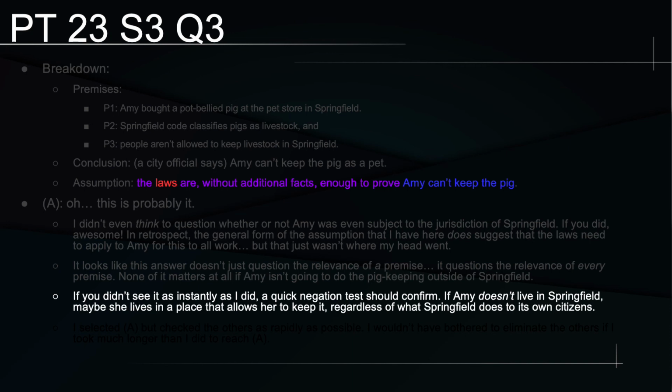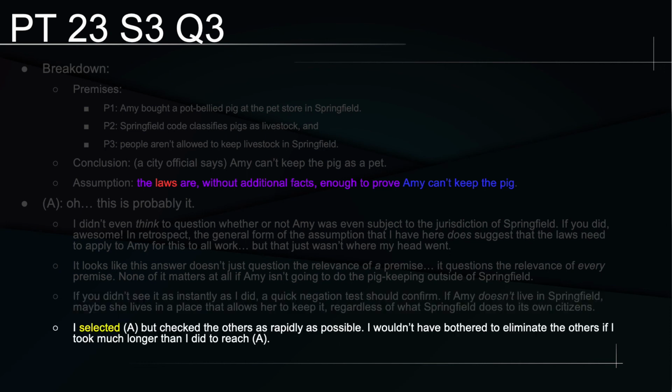A quick negation test, the thing that we do on necessary assumption questions, should confirm that A is indeed the answer. If we negate A, if Amy doesn't live in Springfield, maybe she lives in a place that allows her to keep the pig, regardless of what Springfield does to its own citizens regarding pigs and livestock. And so if Amy doesn't live in Springfield and she's not going to keep the pig in Springfield, none of the Springfield code really applies, right? So I selected A at this point, and I was pretty confident.